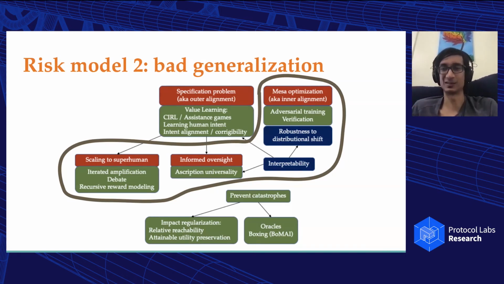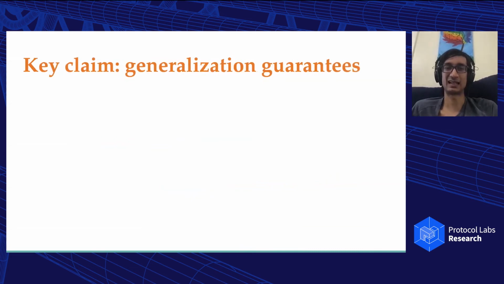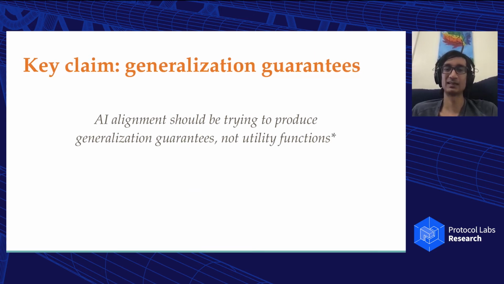Before we get to solutions for this risk model, I want to argue for how you should be thinking about this risk model. The way I've phrased this claim is: we should be trying to produce generalization guarantees and not utility functions. This is conditional on the assumption that distributional shift is the hard part of AI alignment, like 95% of the risk or something like that.